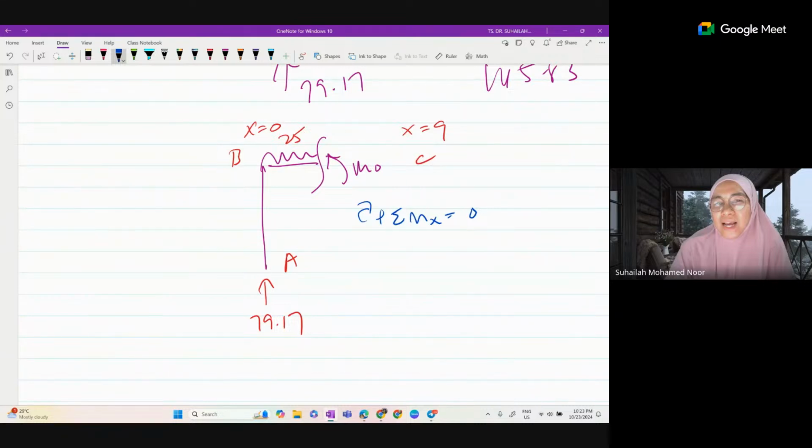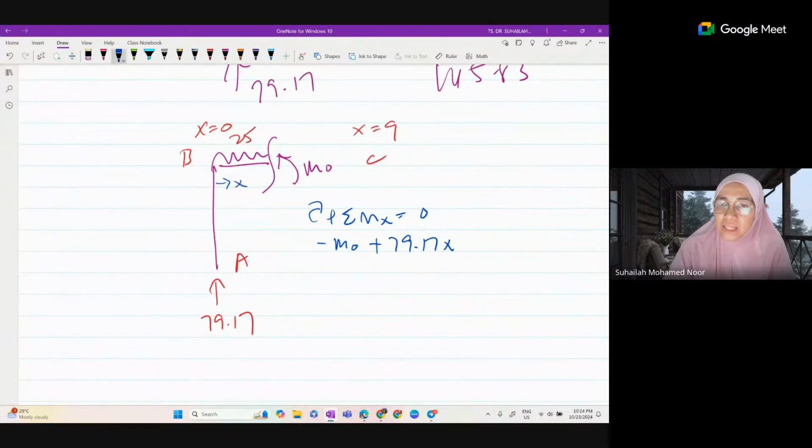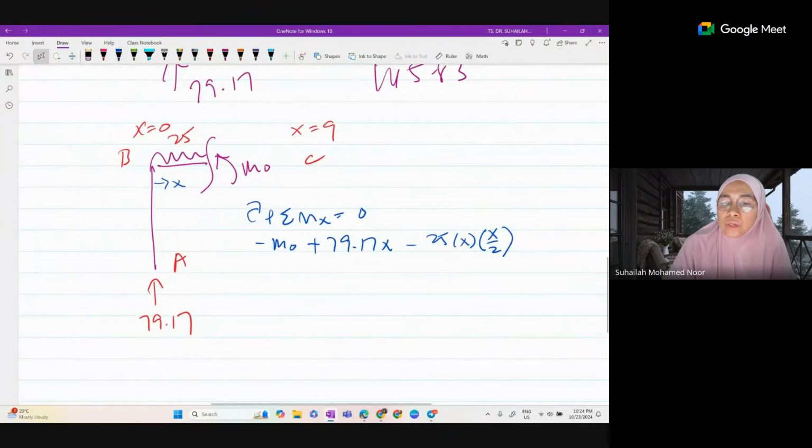And this moment is acting counterclockwise because of the origin. So it is counterclockwise, negative M naught. Negative M naught and then plus 79.17x. Distance ini X ya. X. So we get minus 25 times X over 2. Okay. Ada lagi? Tak ada kan?